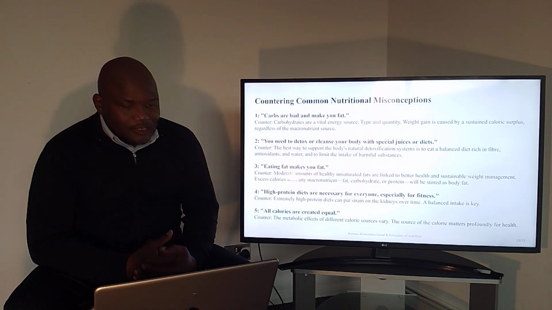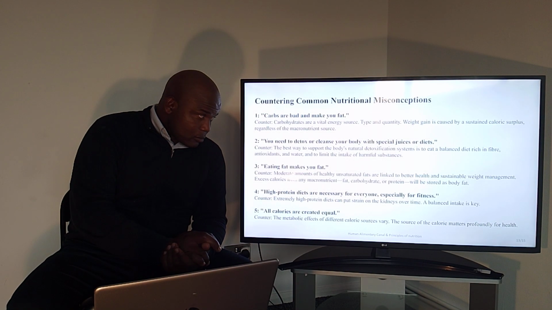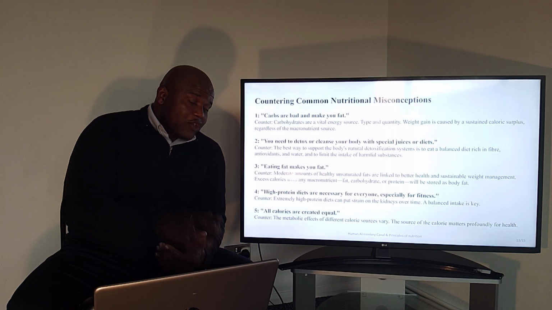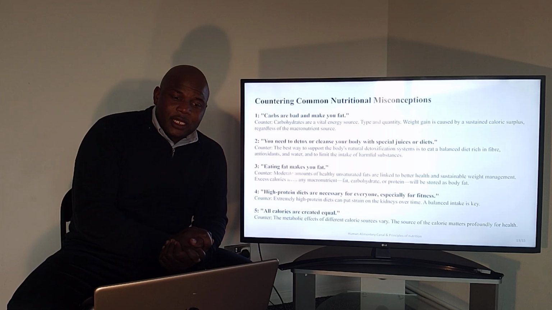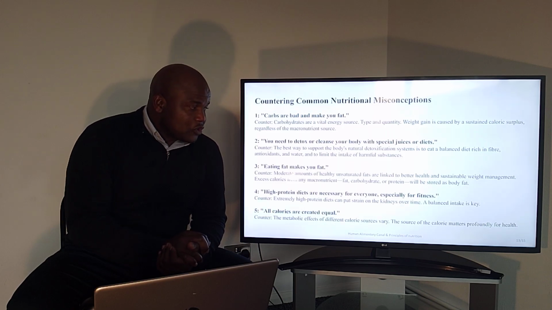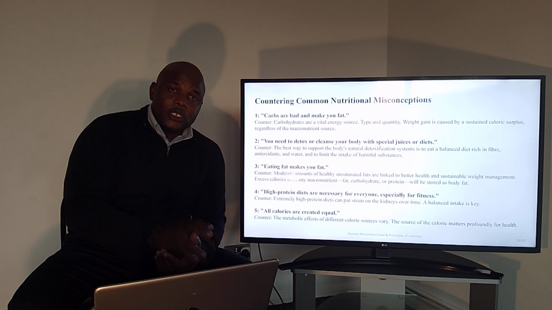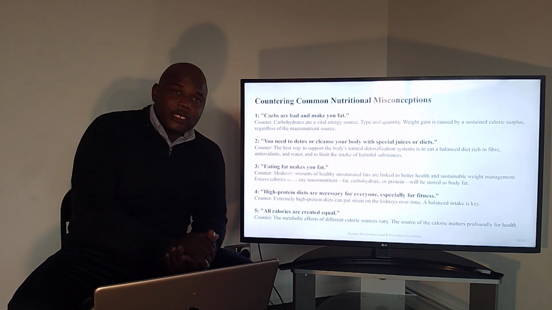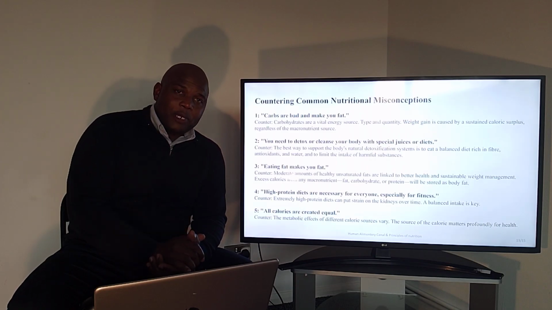Number four, high protein is necessary for everyone, especially for fitness. Because of that, extremely high protein diets put a lot of strain on the kidneys and over time affect their function. So you need to balance it off in terms of how you take it in, as it tends to create problems with your kidneys.